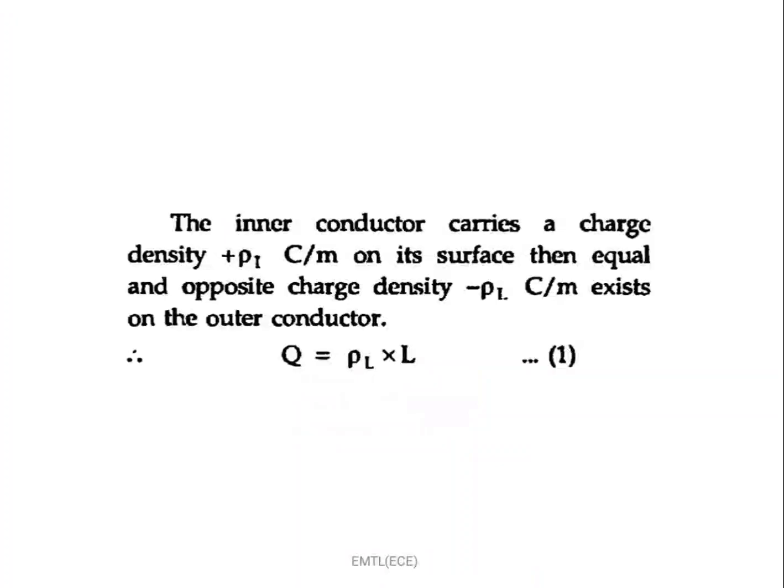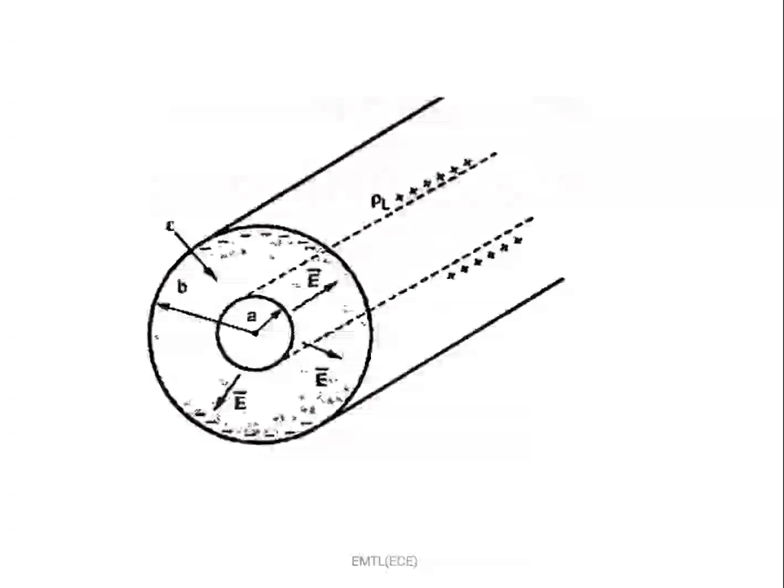Actually the formula for a charge is rho L dl. For dq it is rho L dl. For Q it is equal to rho L, where L is the length of the cable and rho L is the line charge density. So this is the expression for the charge for a coaxial cable.